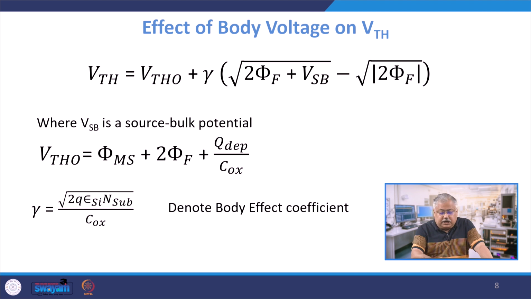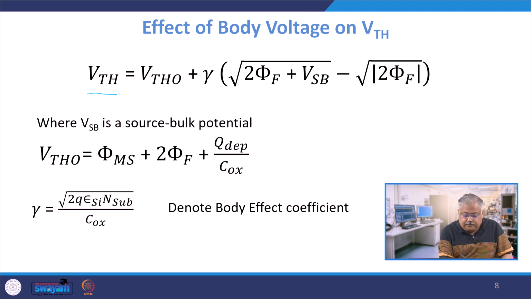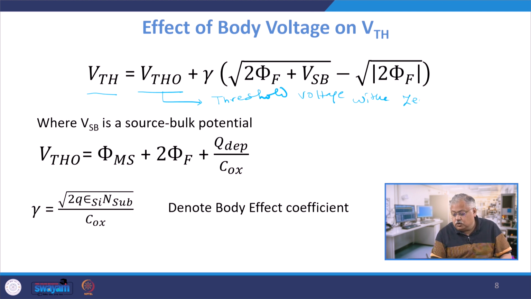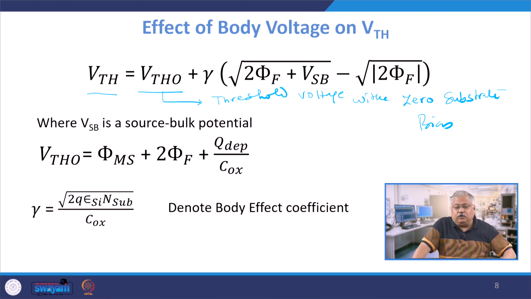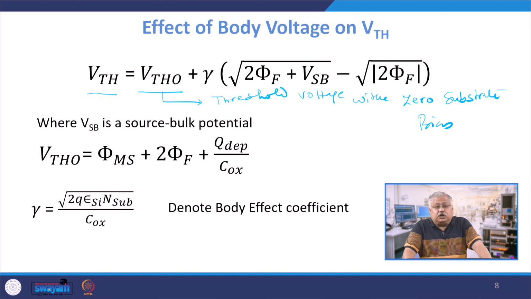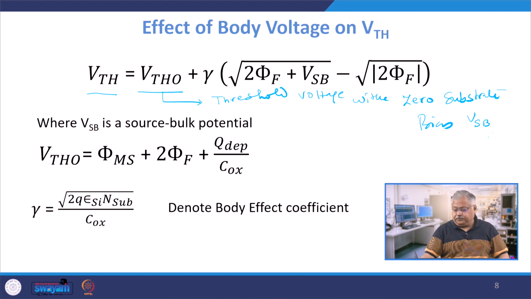Now, I will not go into details of how the expression was derived, but let me show you how it is done. This is given as VTH equals VTH0. VTH0 is the threshold voltage with zero substrate bias. If I had given zero substrate bias, then the threshold voltage will be given as VTH0. So VTH0 is that threshold voltage when VSB equals 0, or source to bulk is 0. This plus gamma times the root of 2 phi f plus VSB, minus root of 2 phi f.